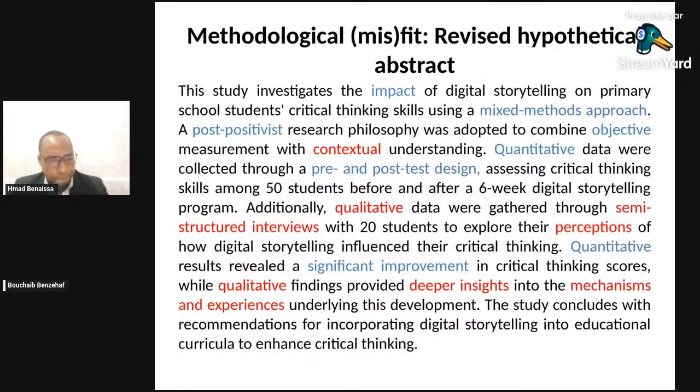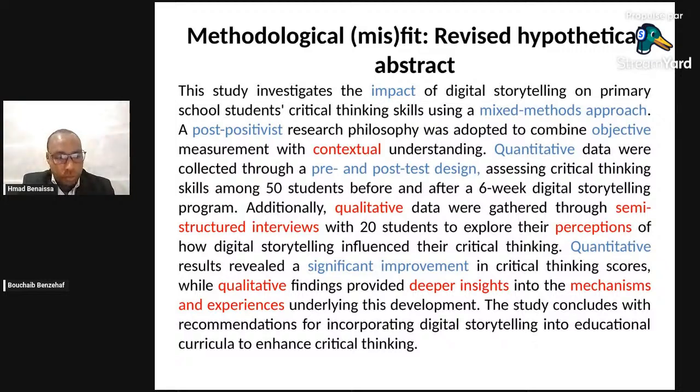A second option, we can render this abstract as follows, opting for mixed methods. So the words in blue are associated with the quantitative approach, positivist paradigm. Those in red are associated with the interpretivist paradigm, qualitative approach. So a post-positivist philosophy here, one reality, but post-positivism, by the way, is different from positivism by criticizing the reality, by saying that reality is imperfectly knowable.